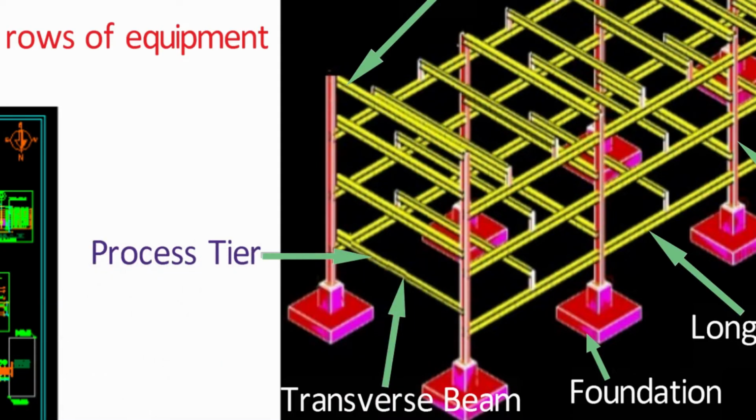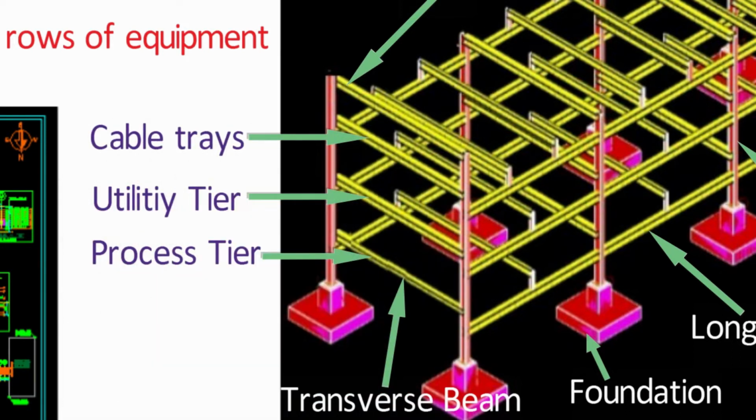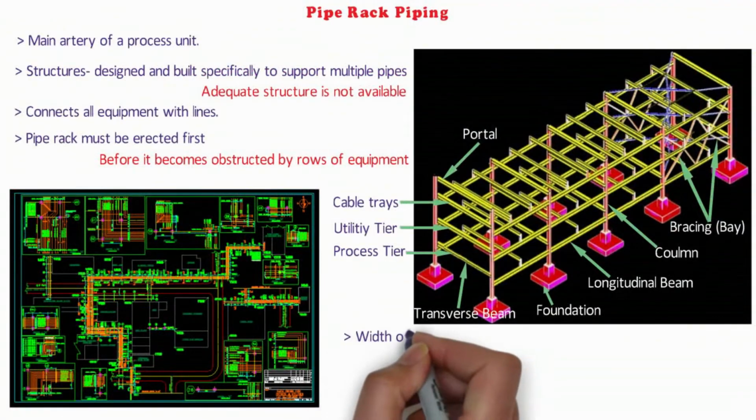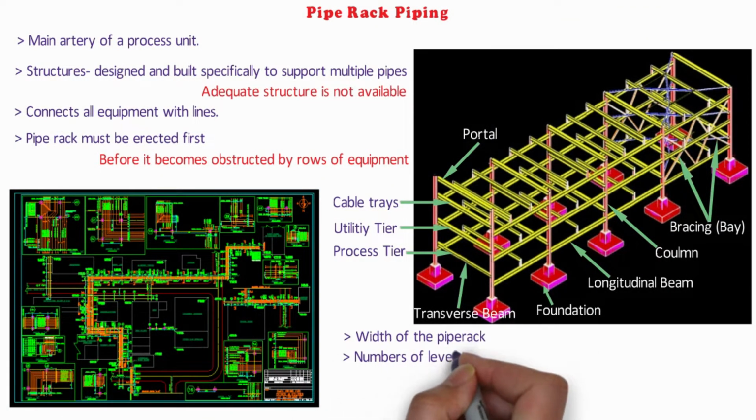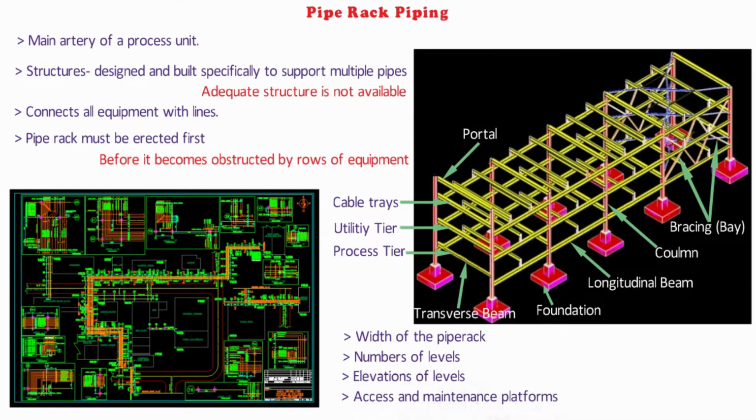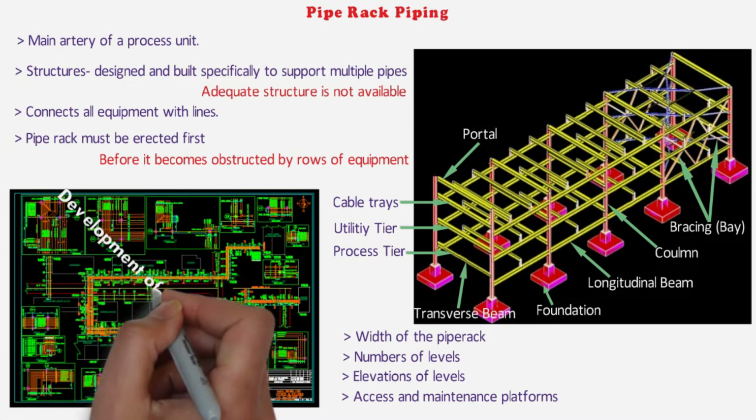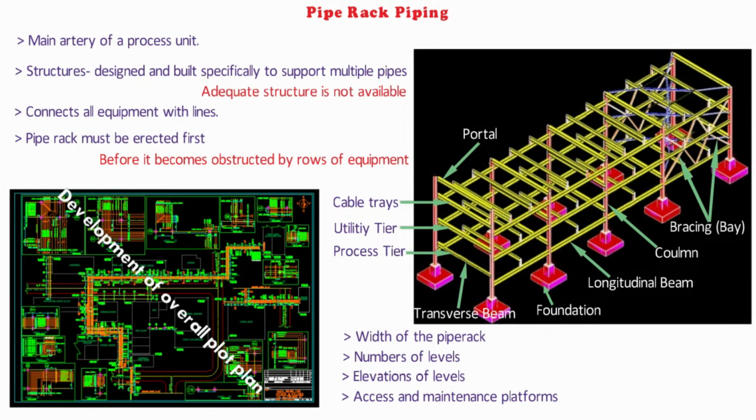Pipe racks carry process piping, utility piping, and also include instrument and cable trays as well as equipment mounted over all of these, like we can see in the picture. The exact width of the pipe rack, number of levels and elevation of levels, access and maintenance platforms are finalized during the pipe rack piping study. Pipe rack general arrangement is finalized during the development of the overall plot plan.